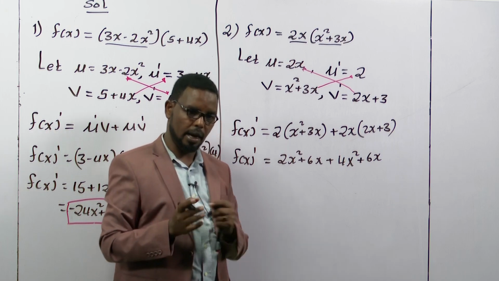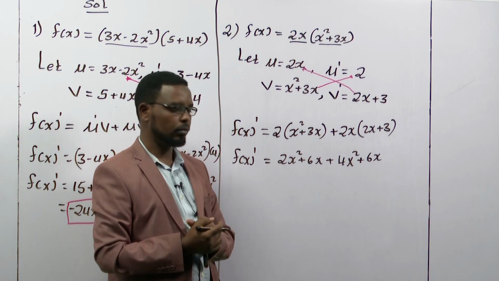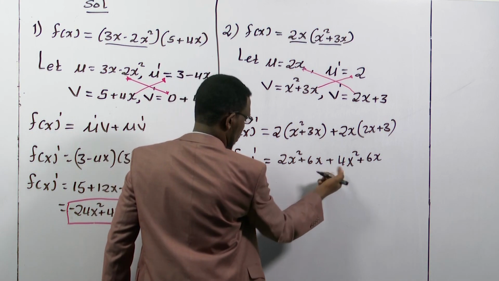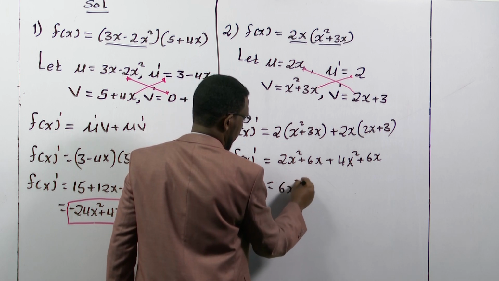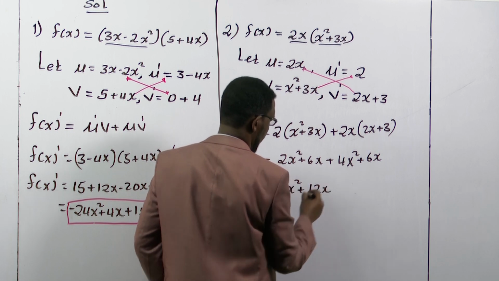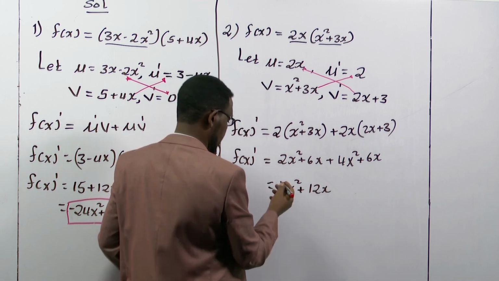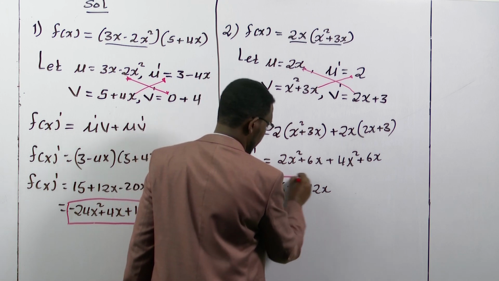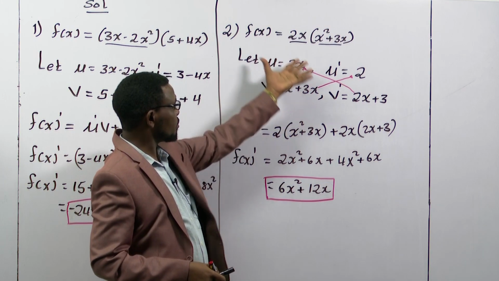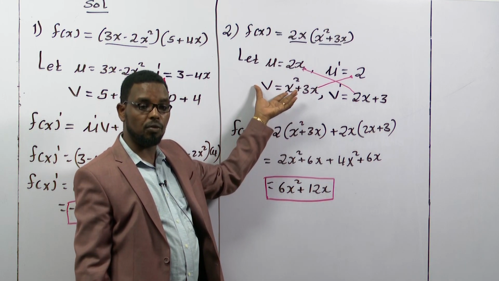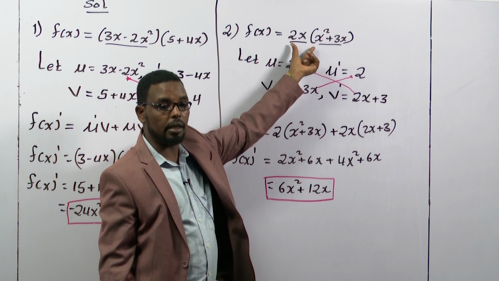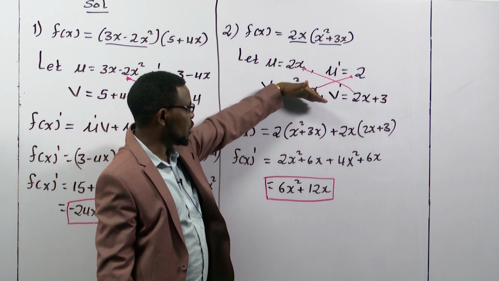Okay, simplify, add up the like terms. We should start with the highest degree variable. 2x squared plus 4x squared is equal to 6x squared. 6x plus 6x will be 12x. This is the last answer of our derivative. Then we apply our formula, and since we have a product rule, or two functions that are multiplied together, we should use this formula.